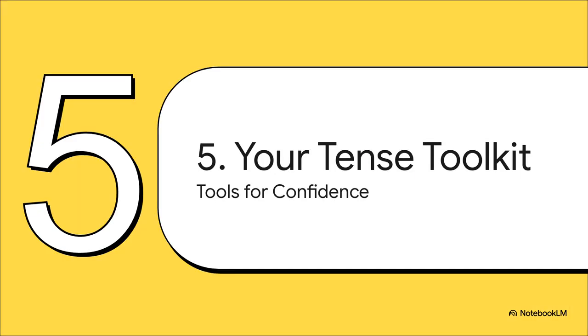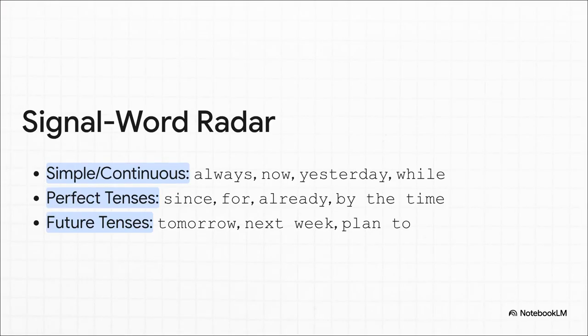That's the hard part. Now let's give you the toolkit so you can go out there and use these tenses with total confidence. First up, this signal word cheat sheet is going to be your new best friend. I'm serious. Words like yesterday just scream simple past. Phrases like at the moment are a dead giveaway for present continuous. And by the time, that's a huge clue for a perfect tense. Learning these is a massive, massive shortcut.